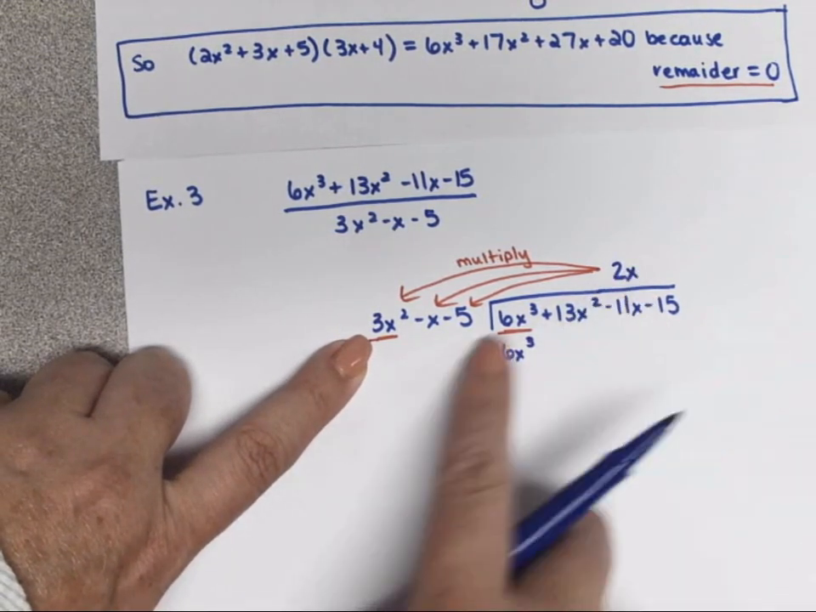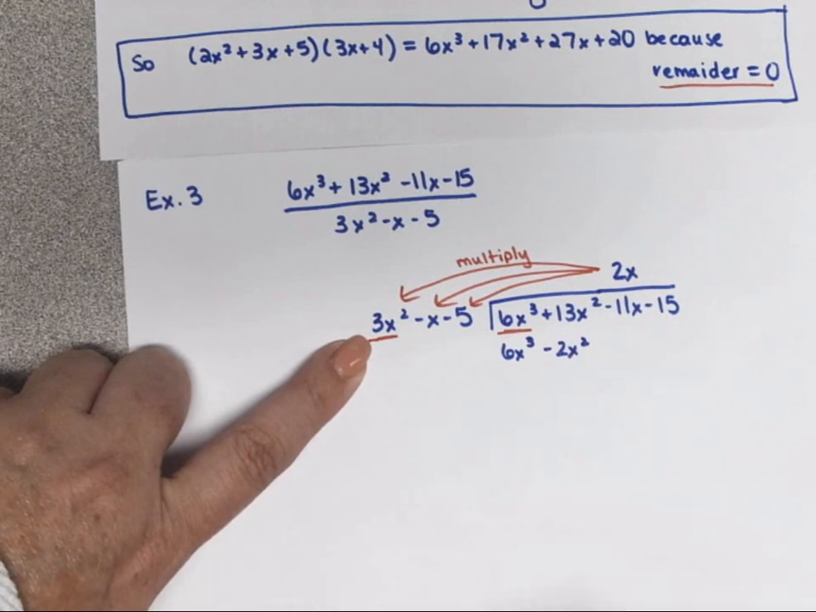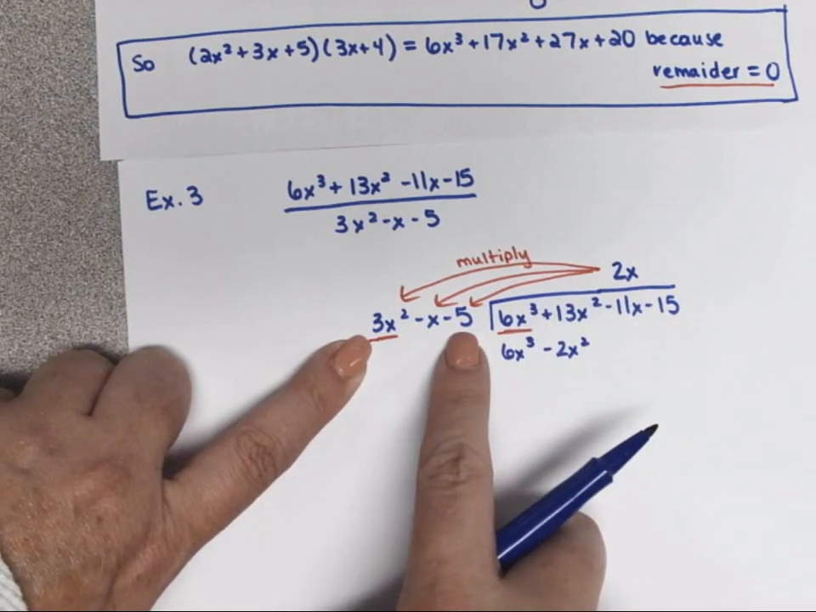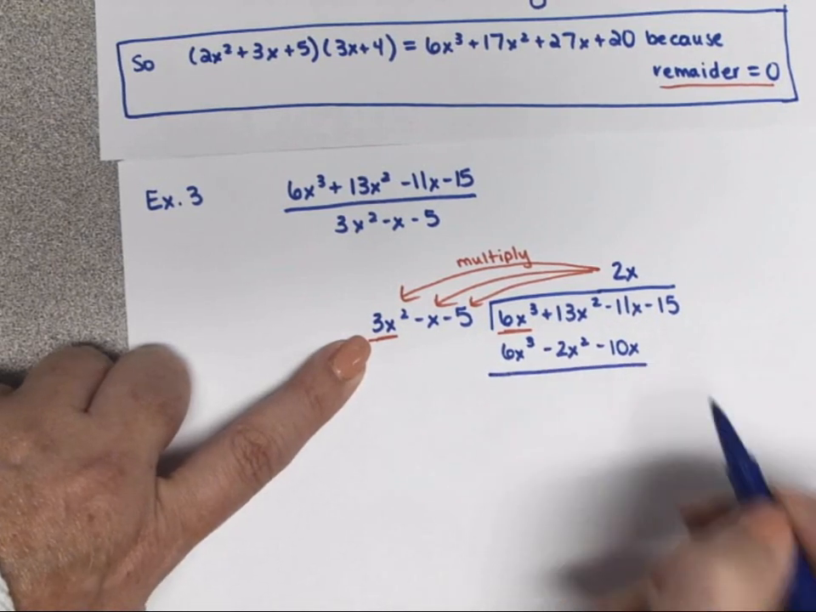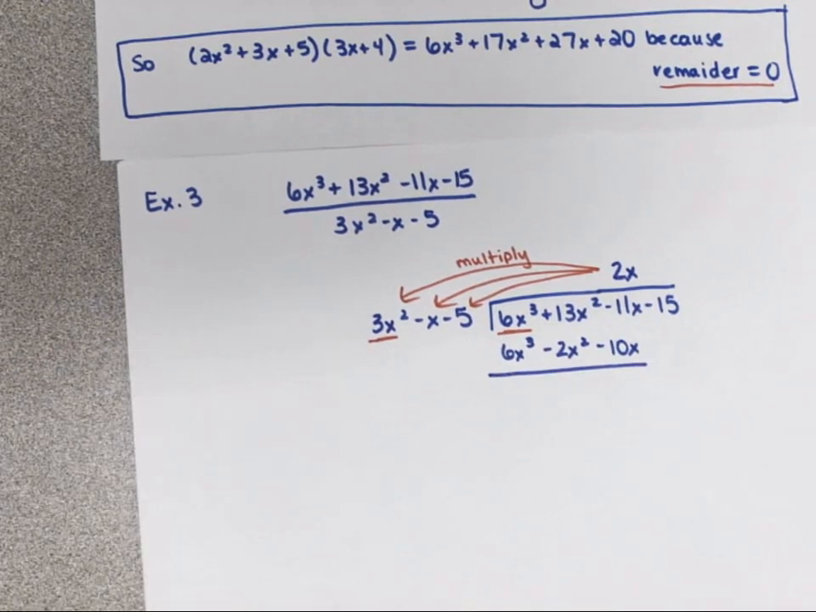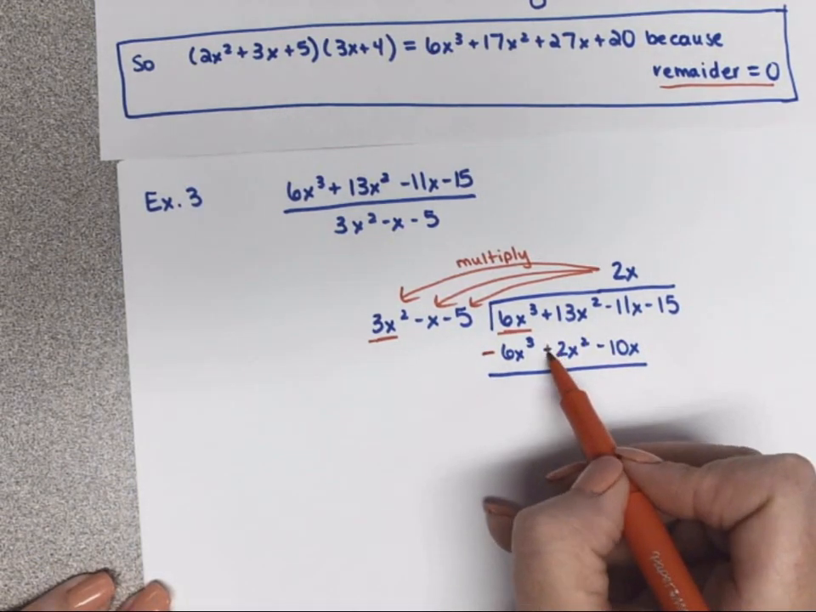6x cubed. 2x times a minus x, careful of your signs, would be minus 2x squared. And then 2x times a negative 5 would be minus 10x. I always do it the same way every time. I write down what I get and then I change the signs. If you try to do them all at crazy times, you're going to forget what you did and what you haven't done yet. Because I do need to subtract, which means this is negative, but what happens to these guys?